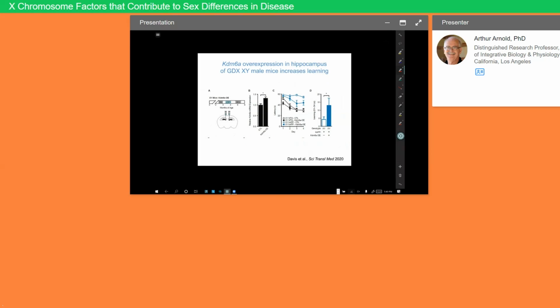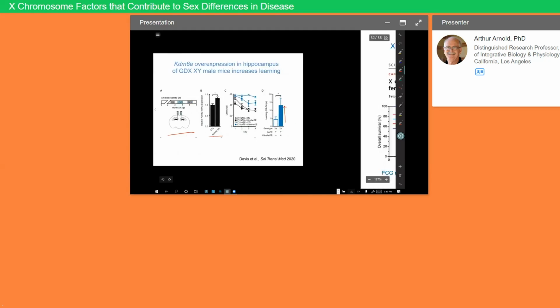In another experiment, the Dubal group overexpressed KDM6A in the hippocampus using a lentivirus injected into the hippocampus of live animals. And they show that this then increases the level of expression of KDM6A in the hippocampus. And in a learning paradigm, the animals that are carrying the Alzheimer's allele, the humanized APP allele, the XY animals, which normally have low levels of KDM6A, if you increase the KDM6A, you increase their ability to learn. And that shows a protective effect of the KDM6A in an animal that normally has a low level of expression.